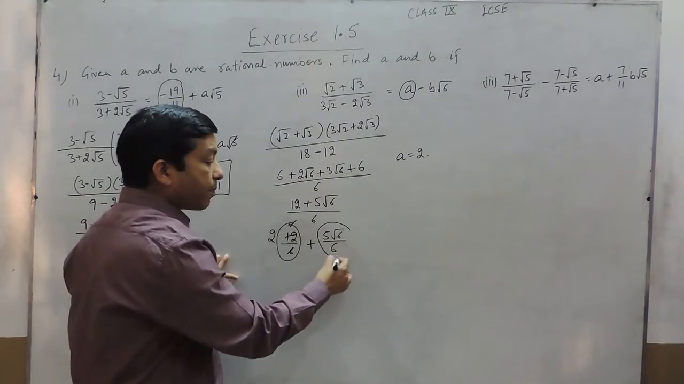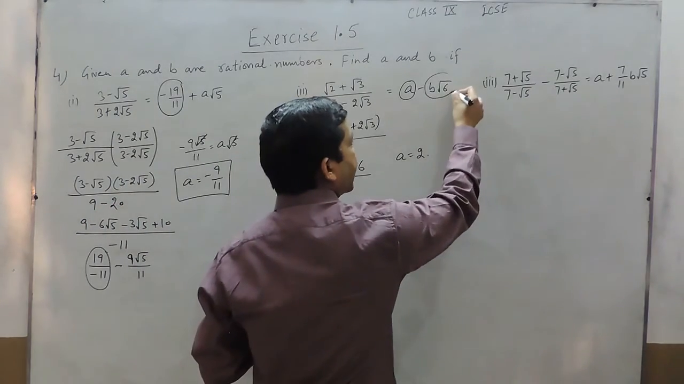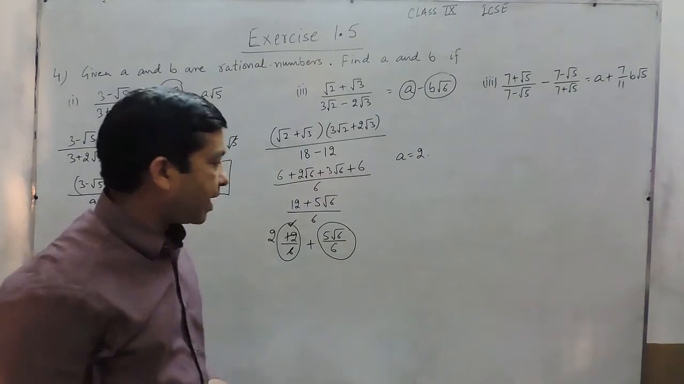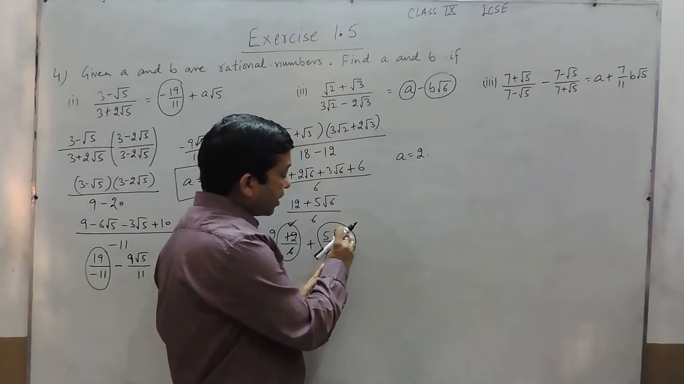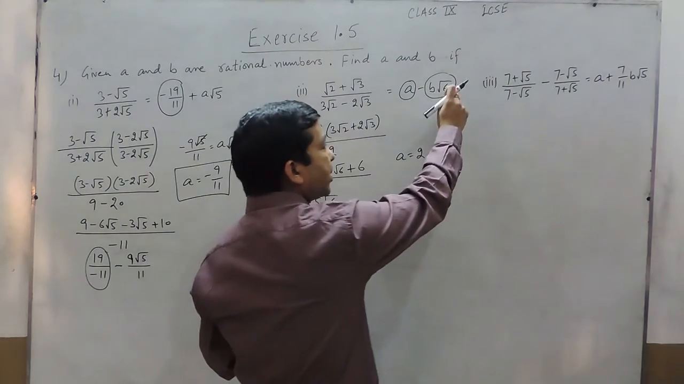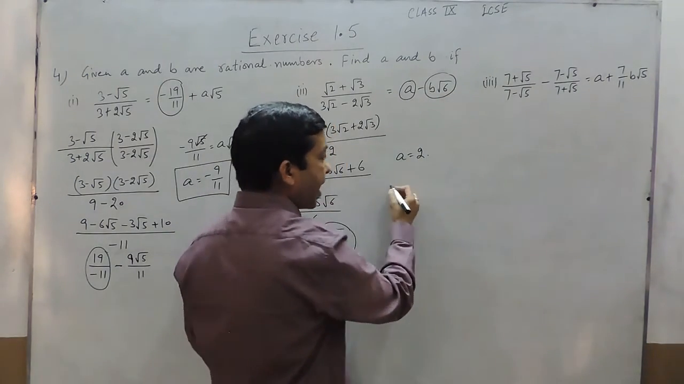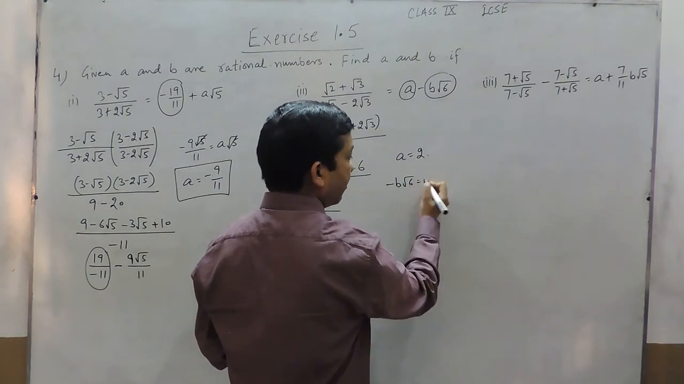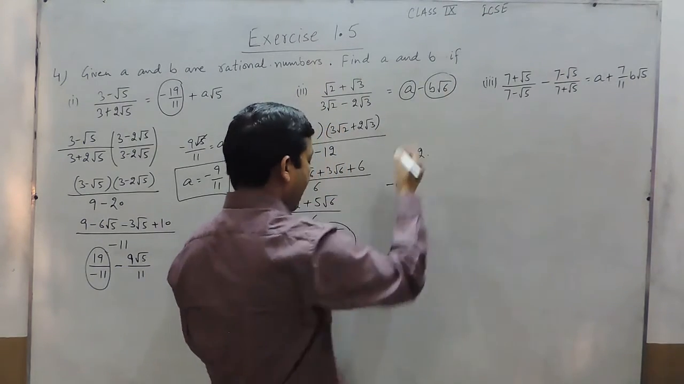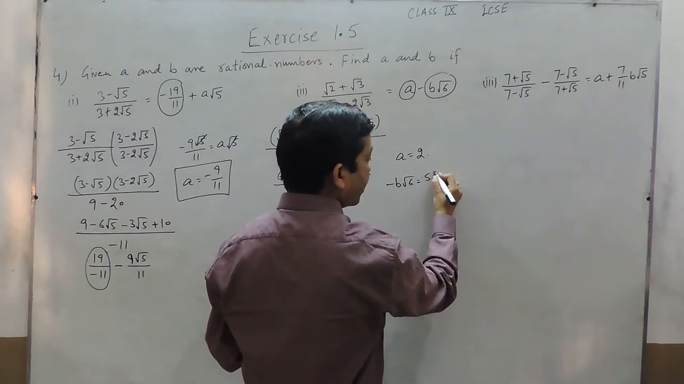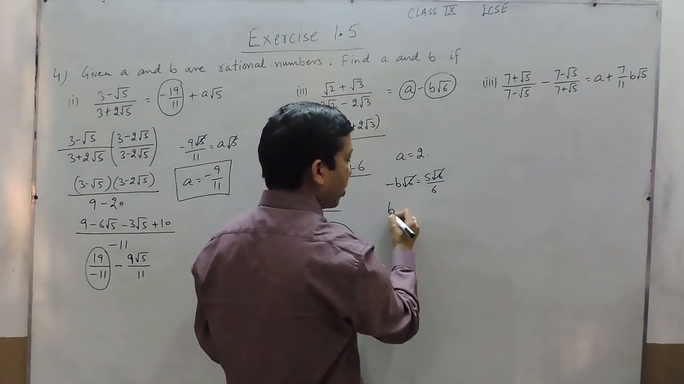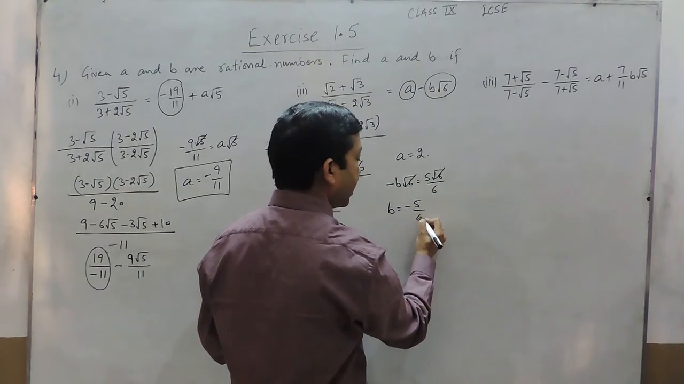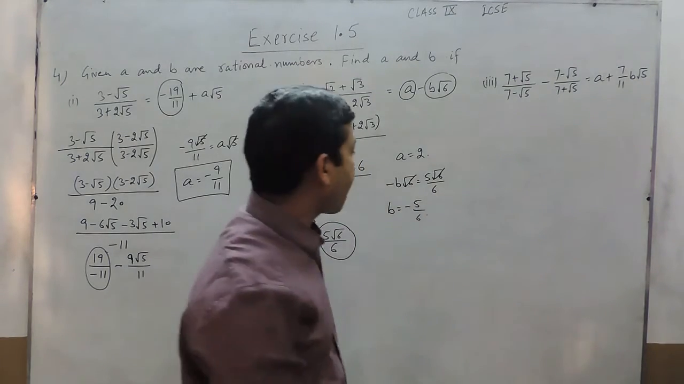The irrational part has to be equated with the irrational part, and we have to keep one thing in mind here: if root 6 is the irrational portion of this fraction, then root 6 must be here as well. I can write minus b root 6, which is the irrational part, equal to 5 root 6 upon 6. So root 6 can be cancelled by root 6. So the value of b is minus 5 upon 6, which is a rational number.